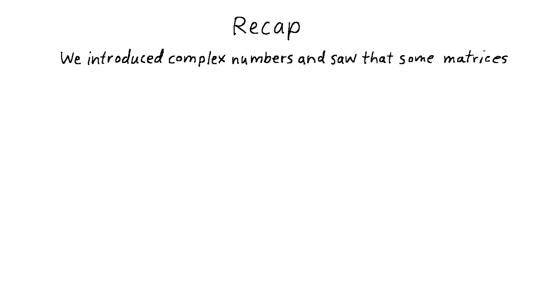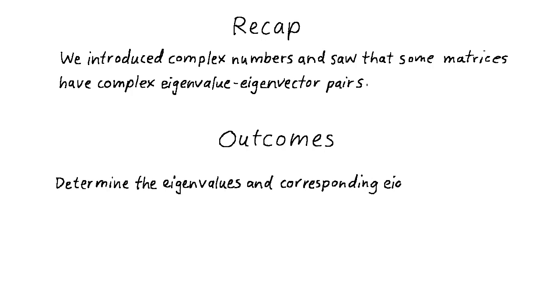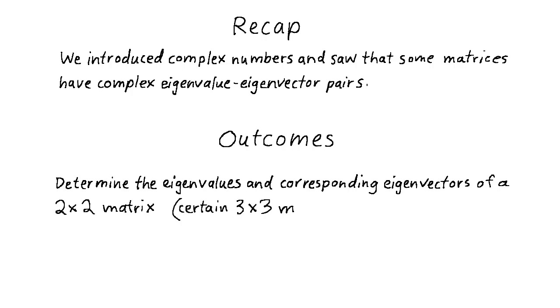Well, that's about it. So let's recap. In this video, we introduced complex numbers, and we saw that some matrices have complex eigenvalue-eigenvector pairs. Once you've mastered the ideas presented in this video, you should be able to determine the eigenvalues and corresponding eigenvectors of any 2x2 matrix. That is, any matrix with 2 columns and 2 rows. You should also be able to handle certain 3x3 matrices too, that is to say, a matrix with 3 columns and 3 rows.